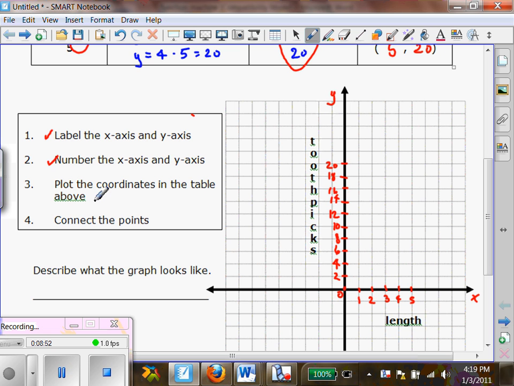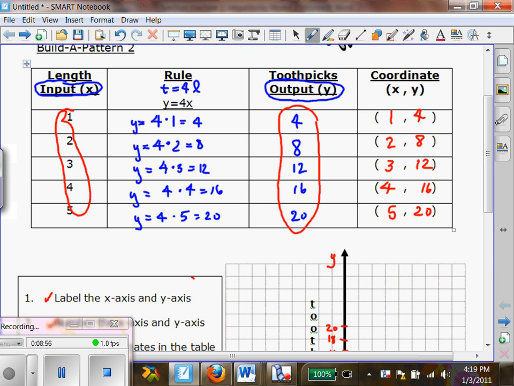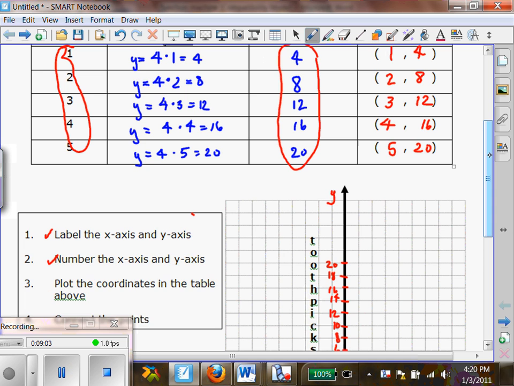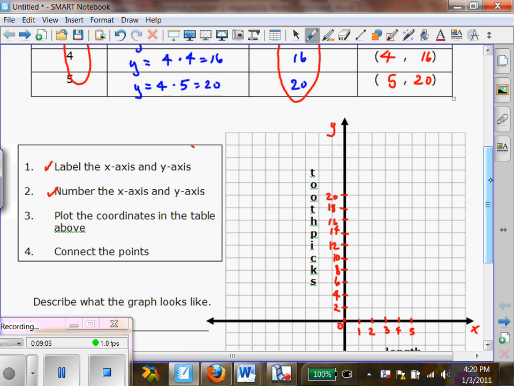Step 3, plot the coordinates in the table above. So these are my coordinates. We're going to plot each one of these points. So I need to go to the point 1, 4. So I'm going to have to scroll down here a little bit. I'll do these in a different color. So I start at the origin. I go over 1, up 4.